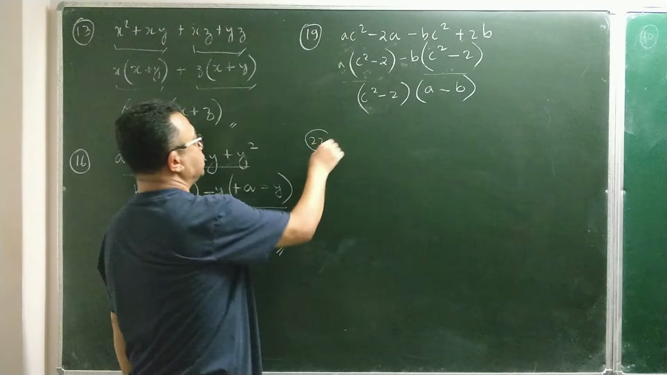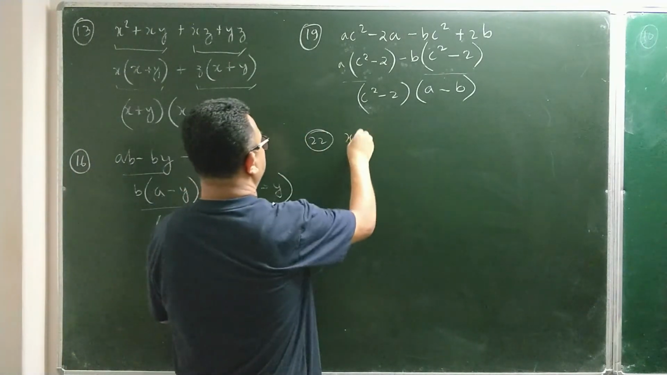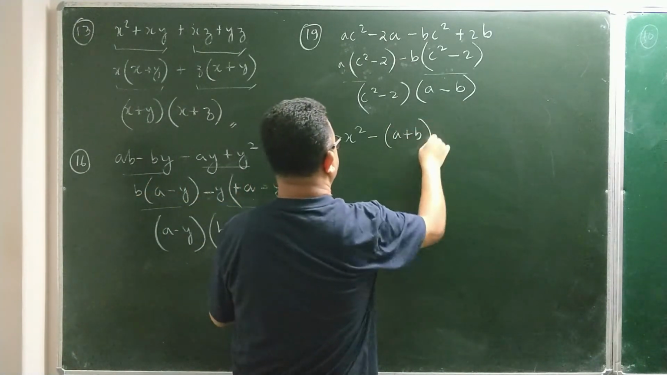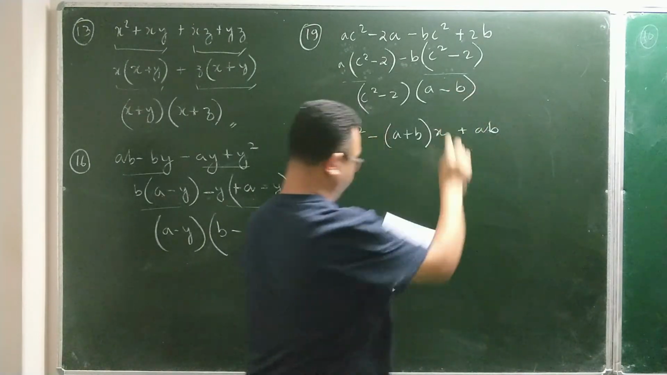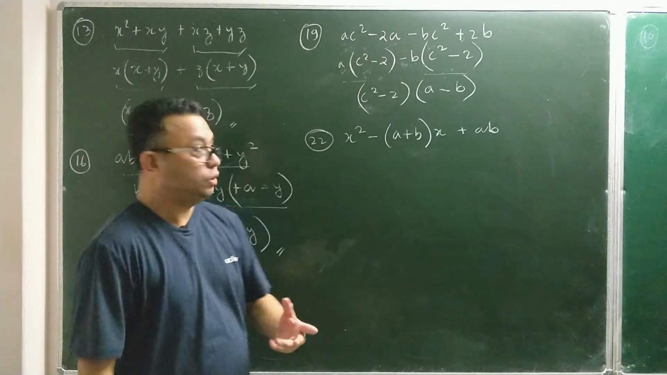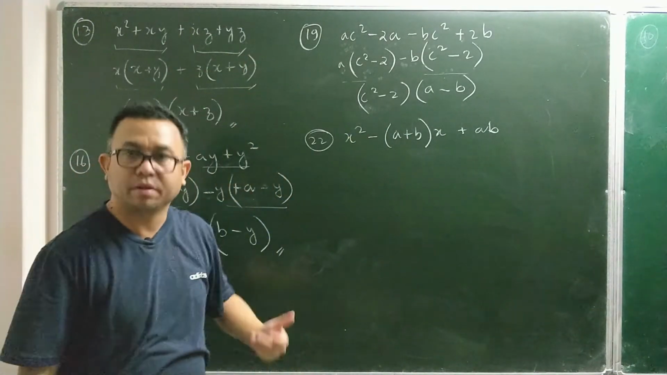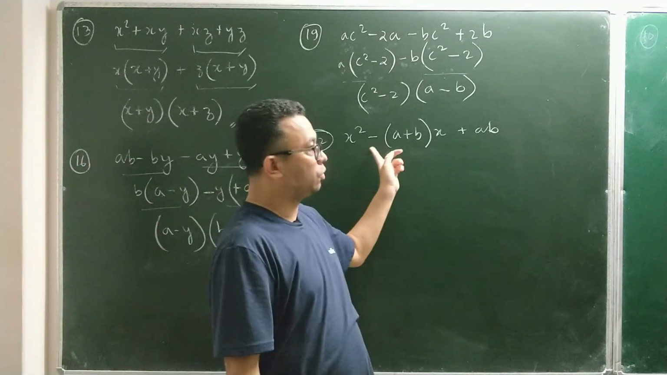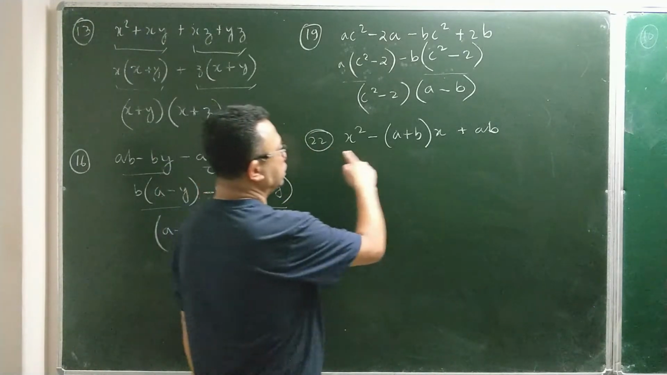Then question number 22. Let's see what we have. x square minus (a plus b) x plus ab. Usually in almost every question that I did there were 4 terms, sometimes maybe 6 terms. Always there will be a pair of terms, an even number. Here you can see only 3 terms. So first I have to convert this into 4 terms.